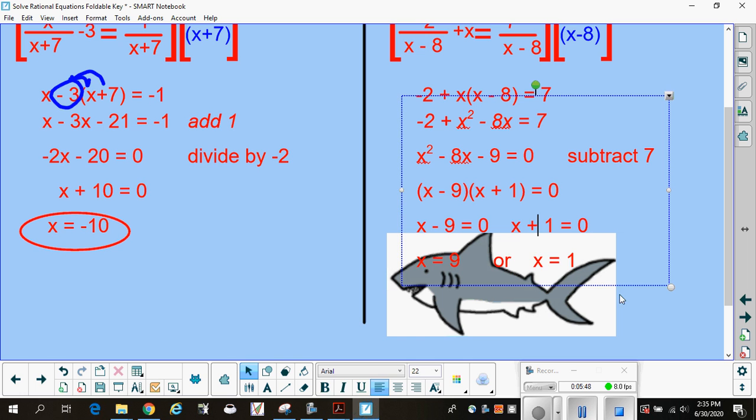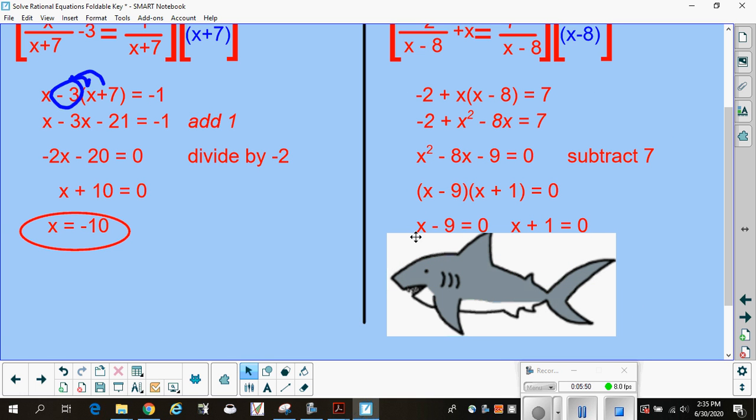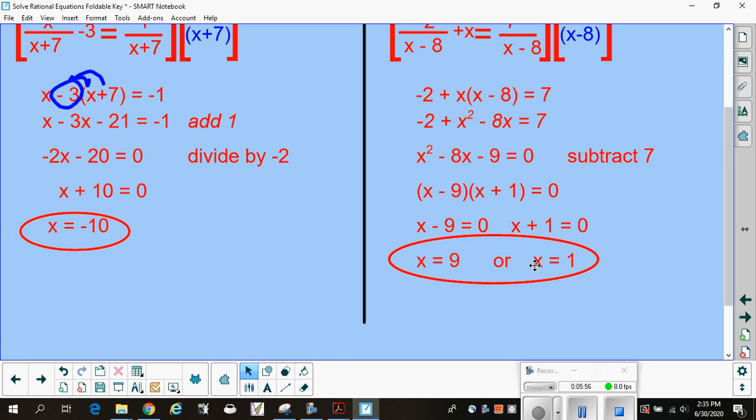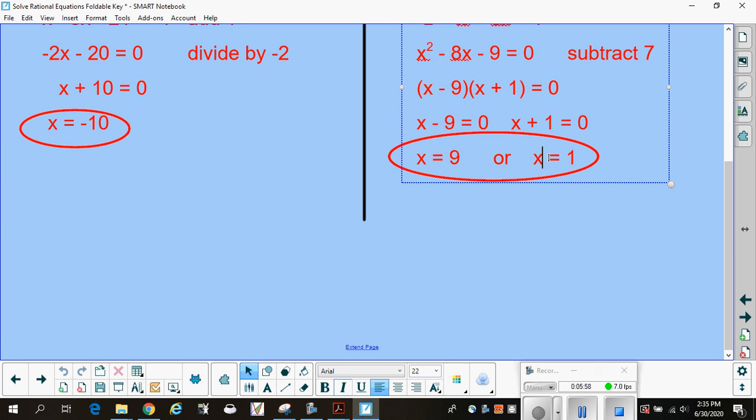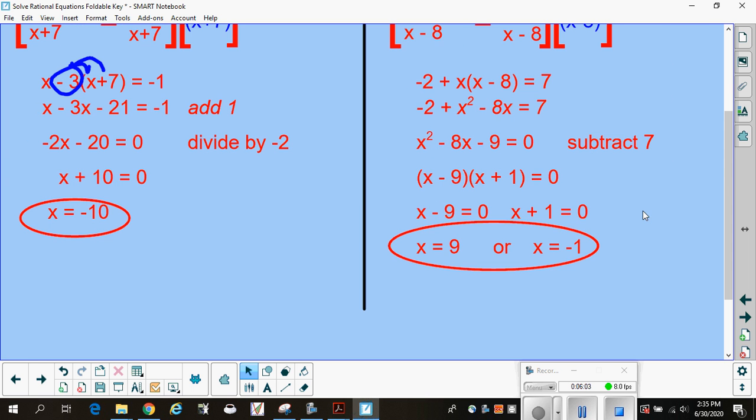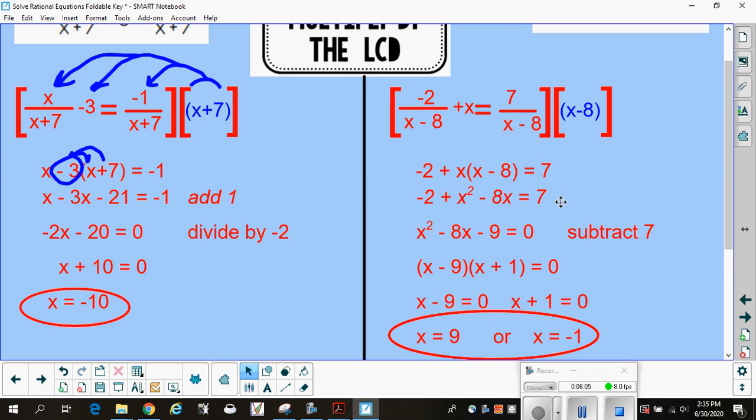fix this all the way through here, I have x minus 9 is equal to 0, x plus 1 is equal to 0, and solving, I wind up with x equals 9 or x equals negative 1. And again, I look up here, 9 will be okay, and negative 1 will be okay.